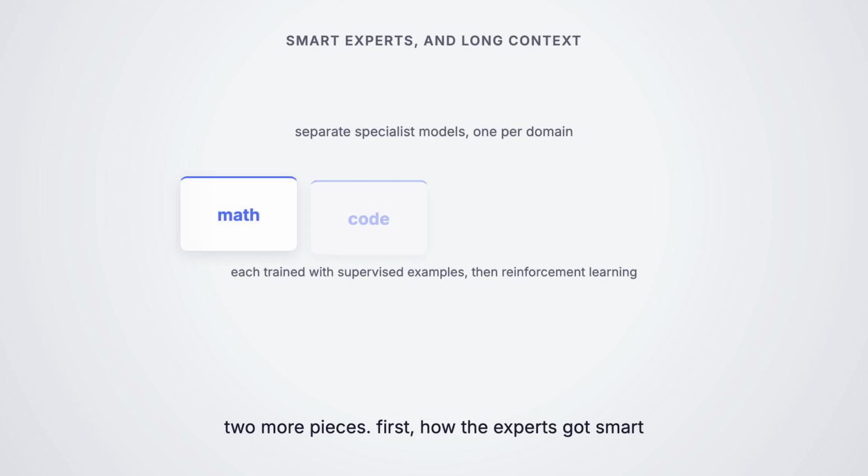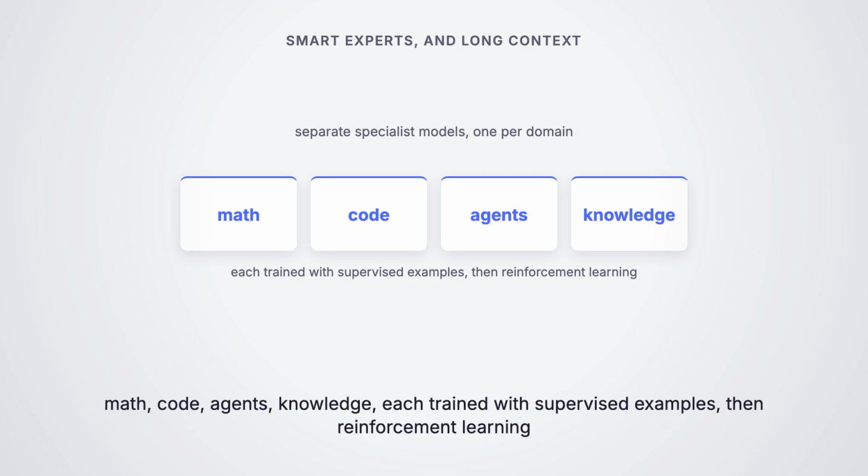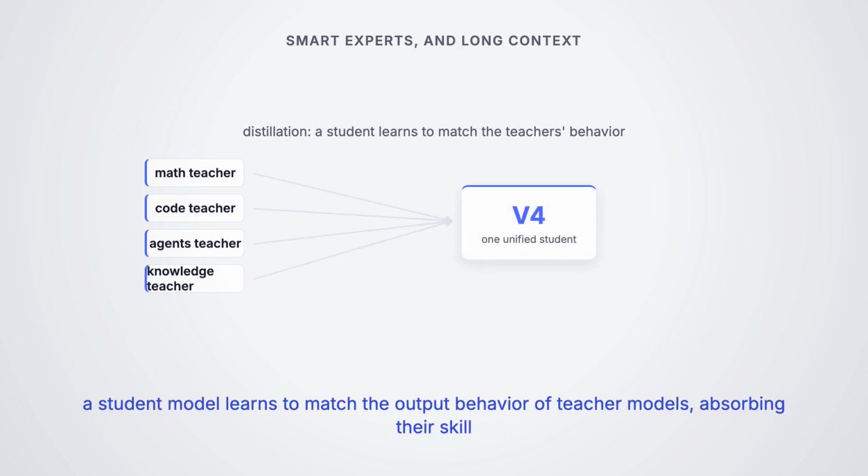Two more pieces of how it was built. First, how the experts got smart. Rather than hope they emerge from one giant run, DeepSeek first cultivated separate specialist models in different domains: math, code, agents, knowledge, training each with supervised examples, and then reinforcement learning. Then they consolidated those specialists into the single unified V4 through distillation, where a student model learns to match the output behavior of teacher models, absorbing their skill.